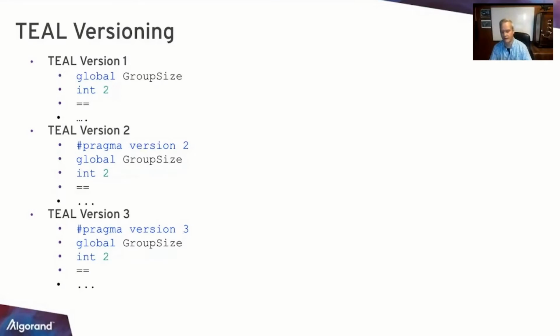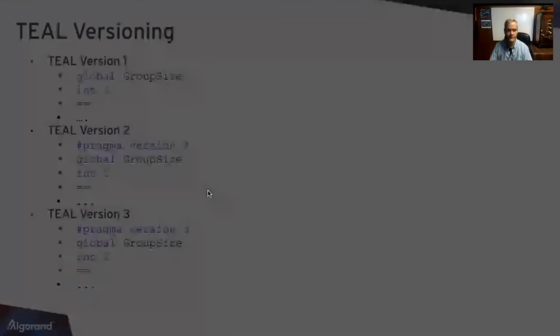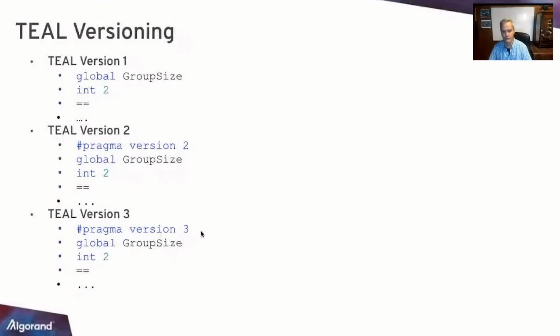And in order to take advantage of TEAL version 3 opcodes, you need to supply Pragma version 3 at the top. So that's just a note for thought. If you do not specify any Pragma version at the top, it will assume TEAL version 1, which is the most restricted set of functions that we started with. So we're at TEAL version 3 now. And like I said, we're actually in the process of working on TEAL 4. I'll give you a sneak peek of that at the end of this presentation as well.